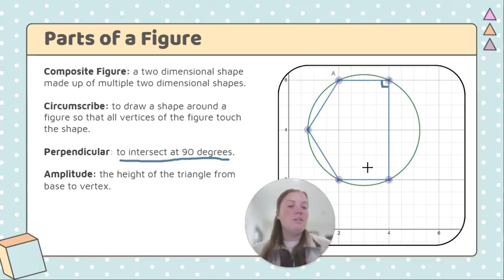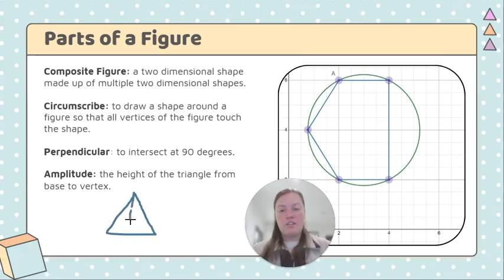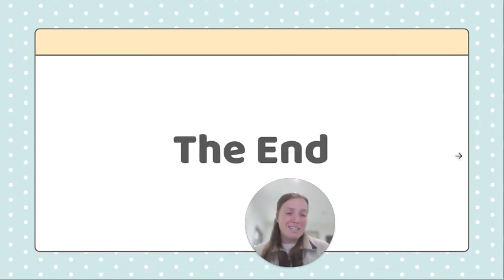And then something else that is going to get brought up is amplitude. Amplitude is just another name for the height of a triangle. So it's the distance between the base and a vertex. And like I said, we mostly use this when we're talking about height. So when we start talking about area of a triangle, you'll see me work with that as well. That is it for the vocabulary words for this lesson.